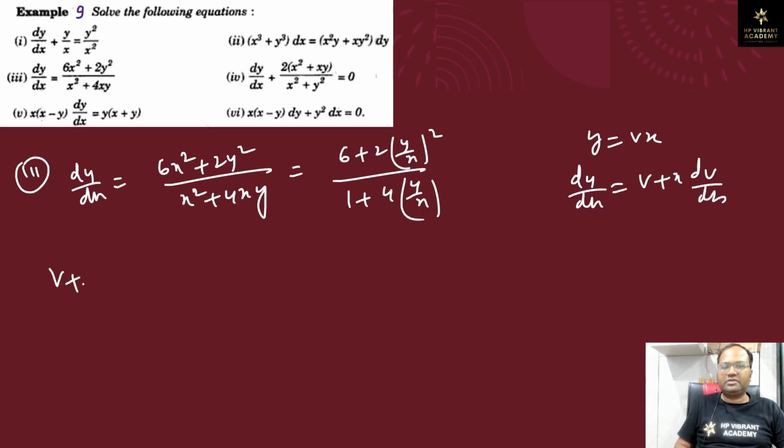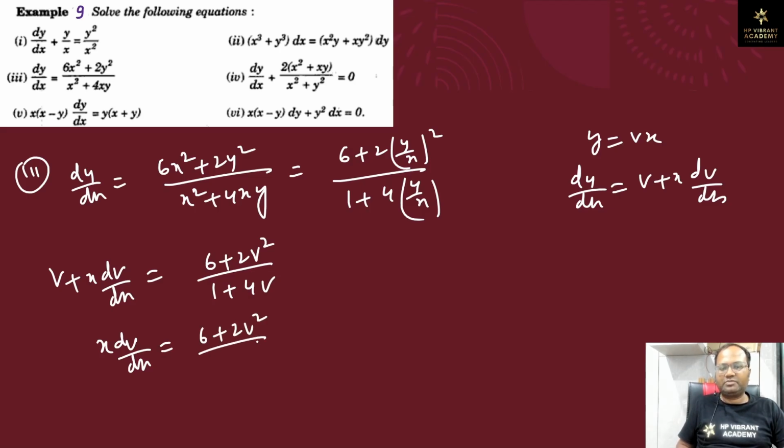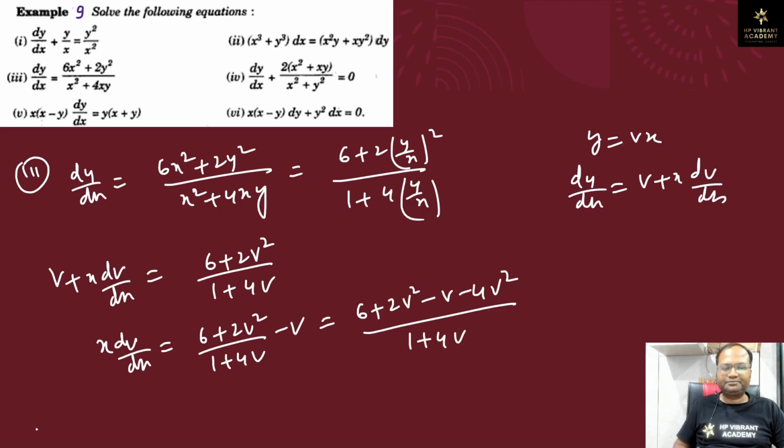So we have v plus x dv upon dx is equal to 6 plus 2v square upon 1 plus 4v. So from here x dv upon dx is equal to 6 plus 2v square upon 1 plus 4v minus v. So this is nothing but 6 plus 2v square minus v minus 4v square upon 1 plus 4v. Okay, so let us further simplify this.